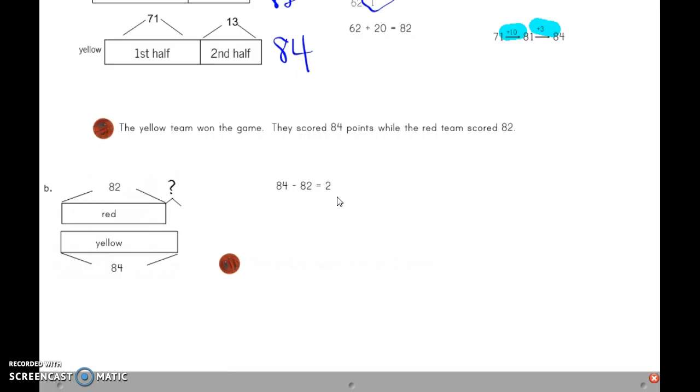Now that you've solved to come up with 2, I need to write this answer in a complete sentence. So my complete sentence is the yellow team won by 2 points.